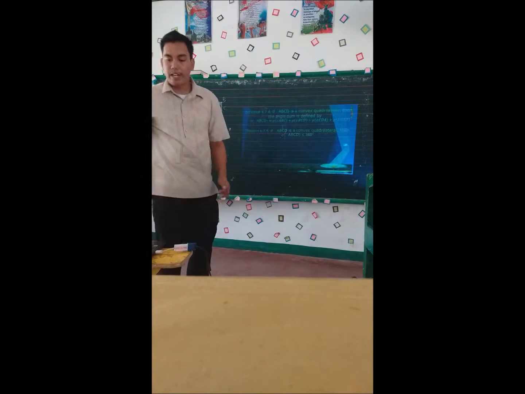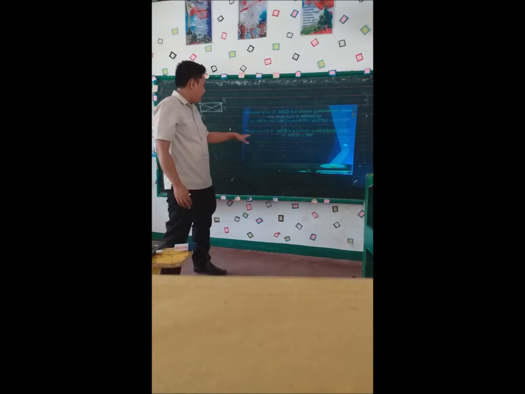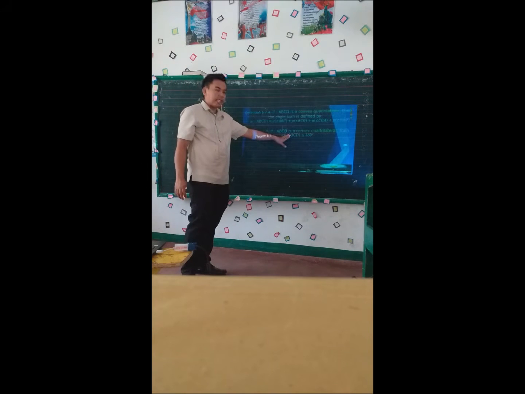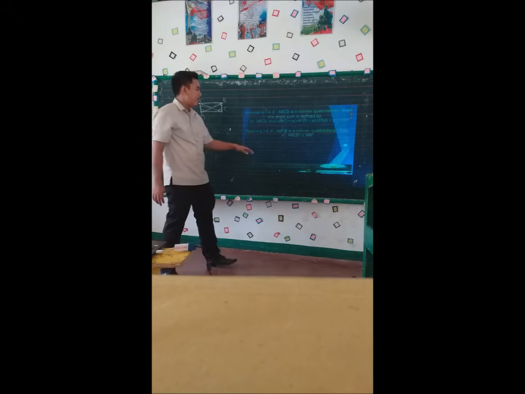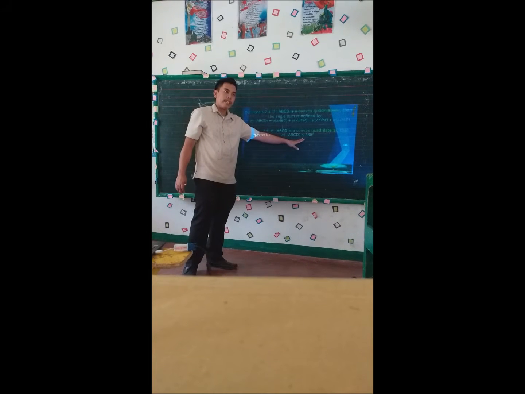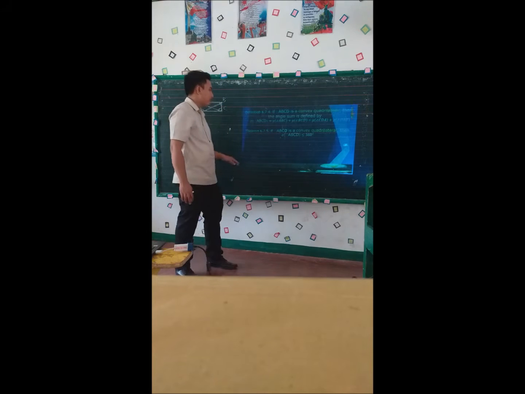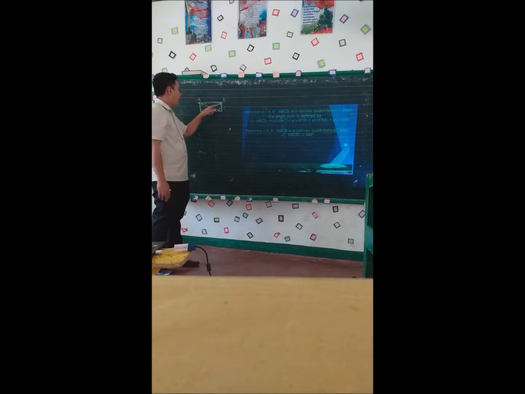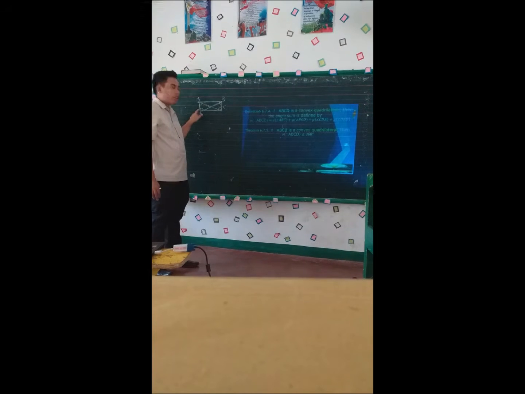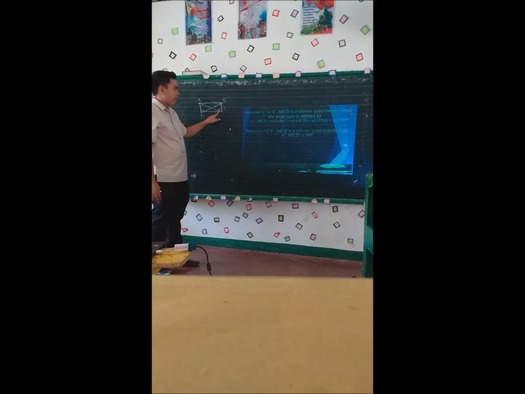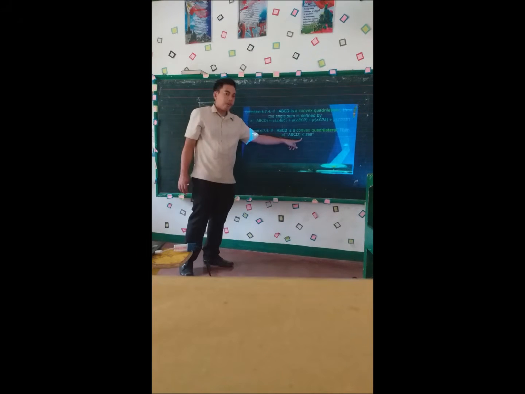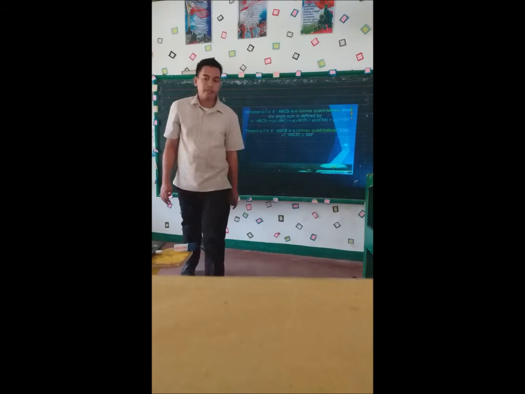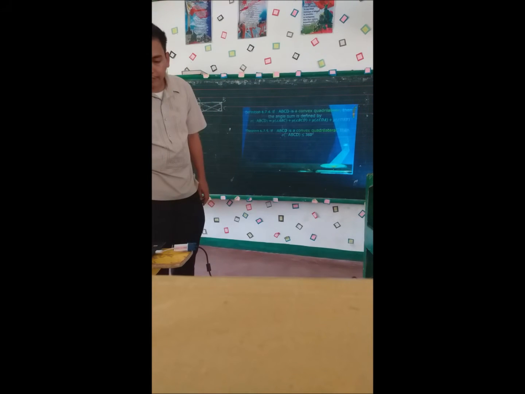Another theorem: if the quadrilateral ABCD is a convex quadrilateral, then the angle sum is less than or equal to 360 degrees. So the angle sum of a convex quadrilateral is less than or equal to 360 degrees. Don't forget that.